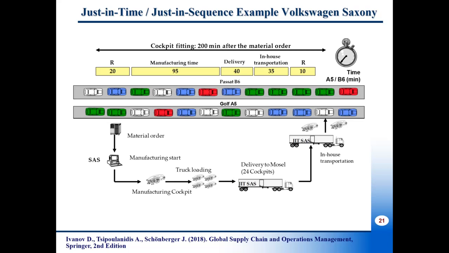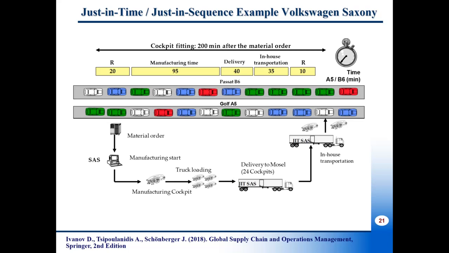Delivery batch size from SAS to Mosel is 24 cockpits per truck. That takes 40 minutes to arrive at the Mosel factory. From the entrance gate of the Mosel factory to the assembly lines takes an additional 35 minutes of transportation time. Finally, the retrieval module needs an additional 10 minutes to process the preview received for production planning and to mount cockpits on the car body. For this concept, synchronized production in partnership, Volkswagen Saxony received the German Logistics Prize.